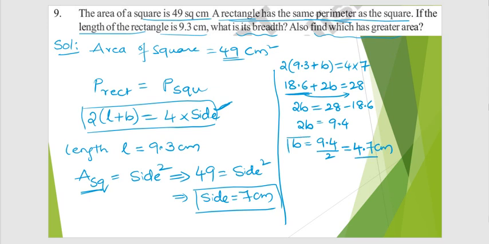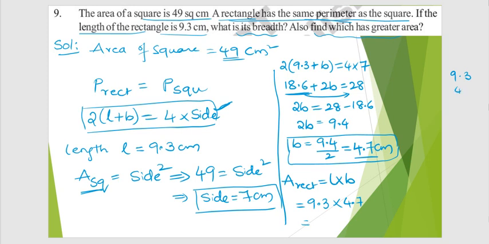So we got length as well as breadth. Right? So when we are having length and breadth, we can find out area of rectangle, no? So area of rectangle formula is length into breadth. So when I substitute the values, what is length? 9.3 into what is breadth? 4.7. Now I need to multiply this. So I am doing here.